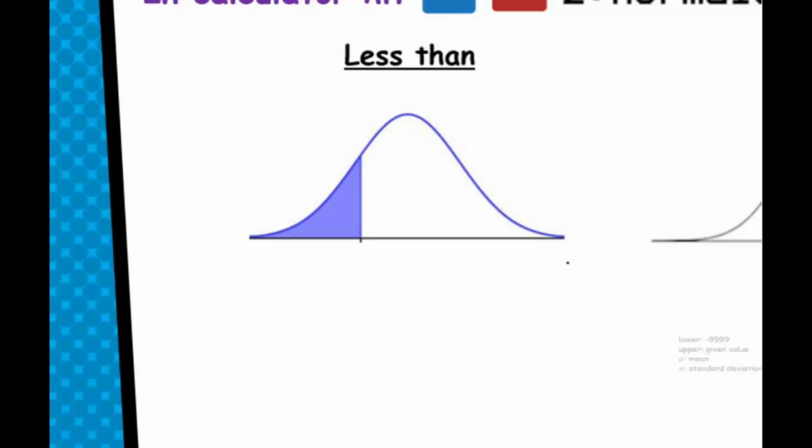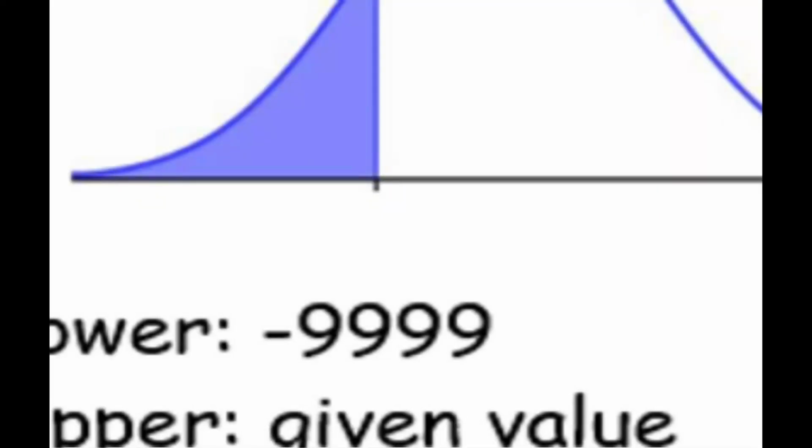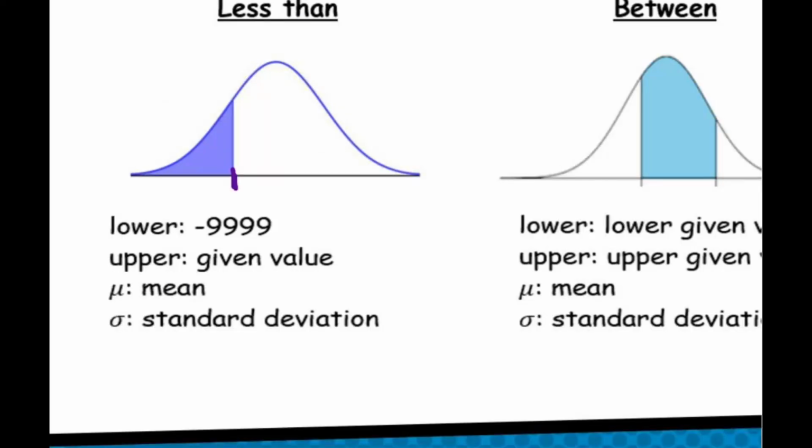So when we have the left shaded area, the right shaded area, greater than, or in between, we're going to type these into our calculator. If we're left shaded, we're going to use negative 9999, basically to indicate that it goes on to negative infinity. And the highest value will be the data value that we're given, precisely at this location right here. When we're finding the shaded area in between two numbers, you just take the smaller number for the lower and the largest number for the upper.